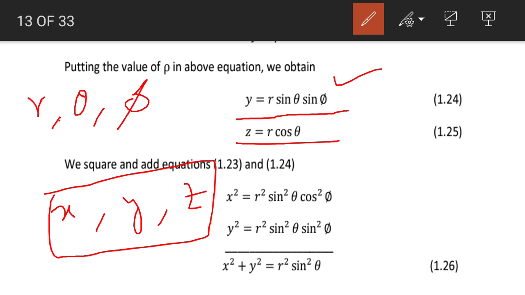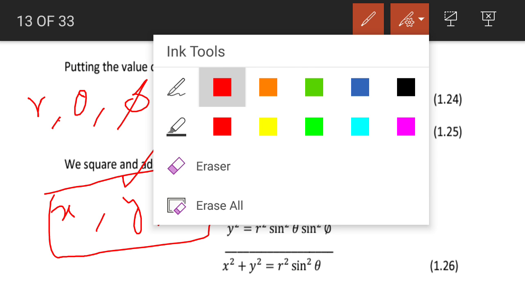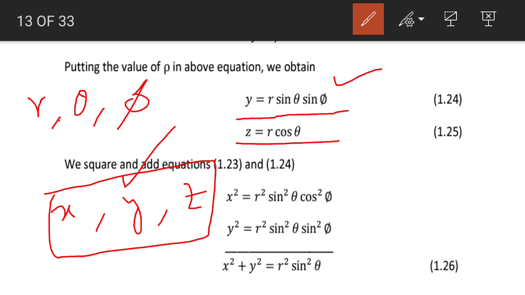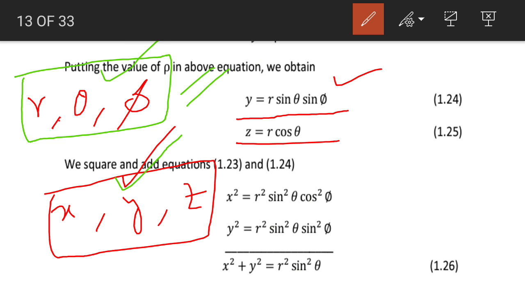Well, if the rectangular coordinates of the point are known, and you want to draw the same point in the spherical coordinate system, then you will have to calculate r, theta and phi. So how do we calculate r, theta and phi in terms of x, y and z? Let us talk about this, the transformation of a point from the rectangular coordinate system into the spherical coordinate system.